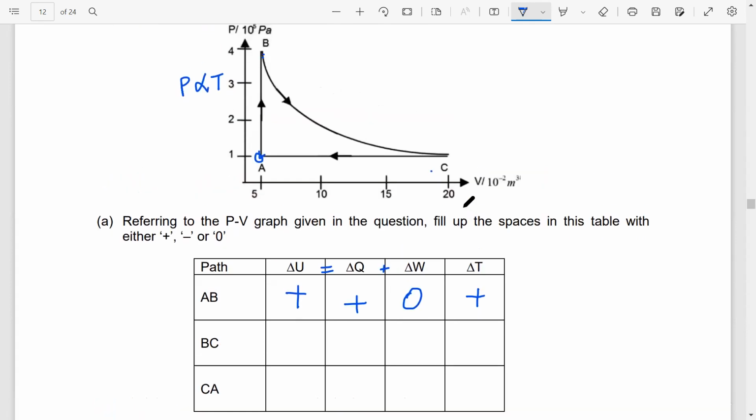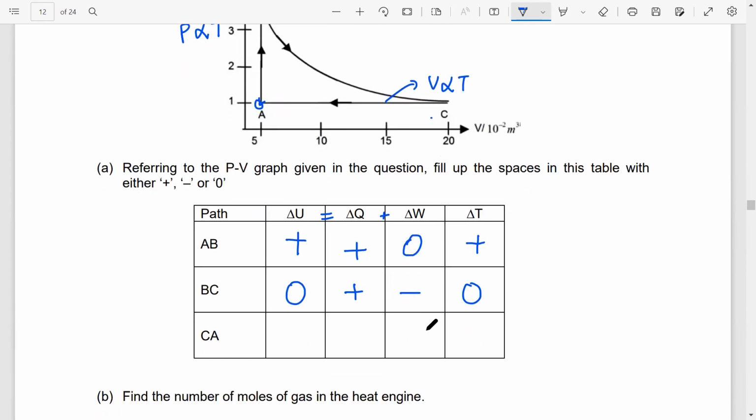Second line, B to C is isothermal, so no change in temperature, no change in internal energy. It's going to increase in volume, so your delta W is negative, so this must be positive, so that this is zero. C to A is isobaric. Isobaric means V is proportional to T. V decreases, so a decrease in V will lead to a positive work done on the gas, but it will lead to a negative delta T. So your delta U must be negative. And for the first law of thermodynamics to be valid, delta Q must be negative. So that's how you do the first question.